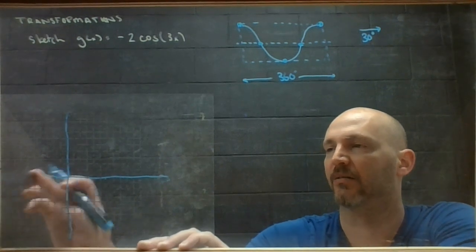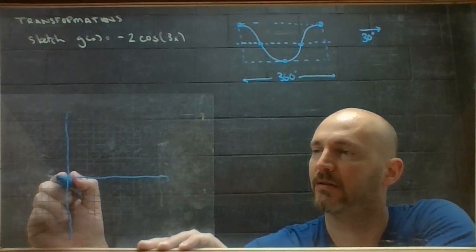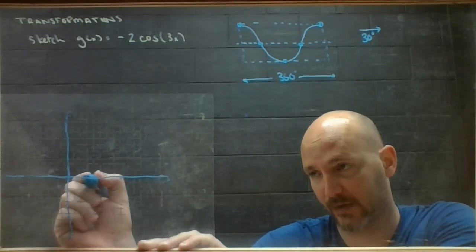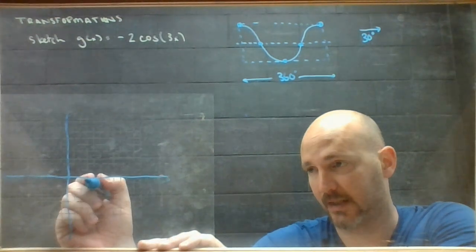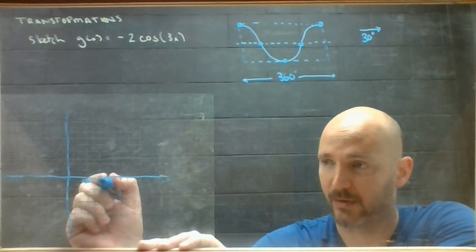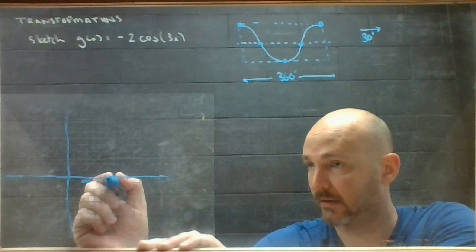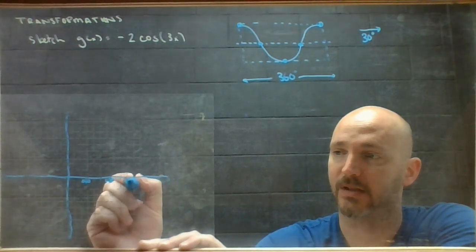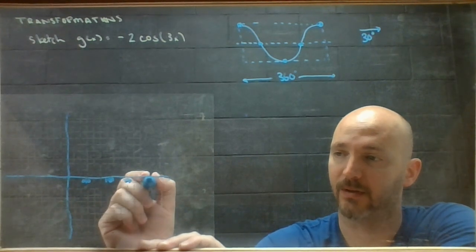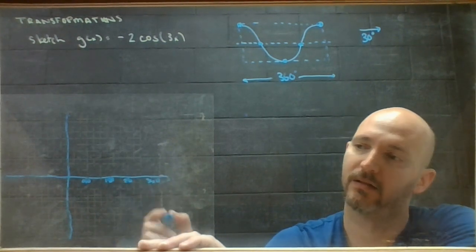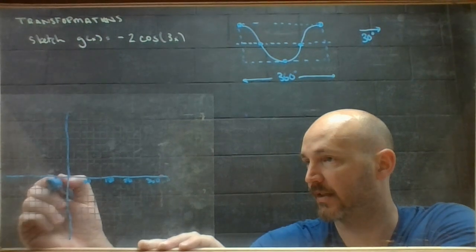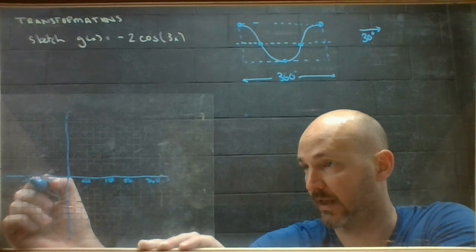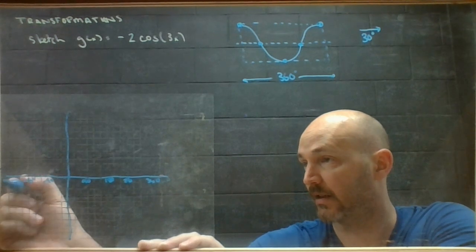That's just terrible. There we go. So this isn't 1, 2, 3. We're going up 30, 60, 90, 120, 150, 180, 210, 240, 270, 300, 330, 360. And going the other way, negative 30, negative 60, negative 90, negative 180, negative 270.